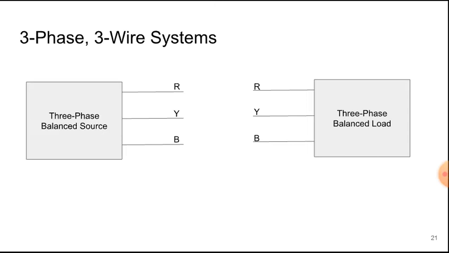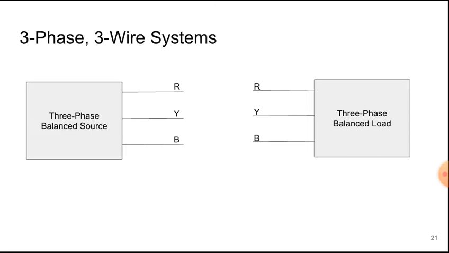So what's a balanced system? A balanced three-phase system is where the magnitudes of the phase voltages are equal and they are out of phase by 120 degrees. If that is the case, then that system is balanced for the source.